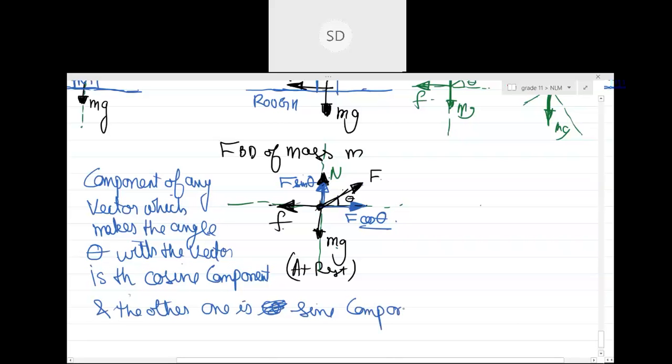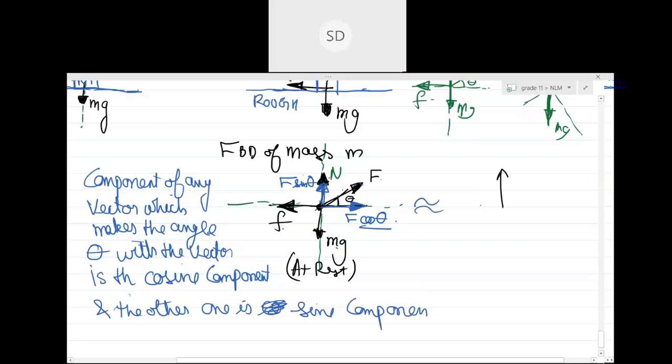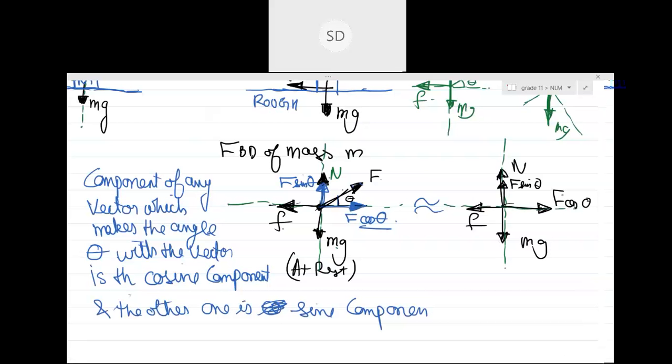So basically, this thing will be converted to N upwards, mg downwards, F cos theta in this direction, F sin theta in this direction, and small f in this direction. Small f is the friction. After resolving the forces, is every force now in the frame? We resolve till every one of the forces is in the frame of reference.